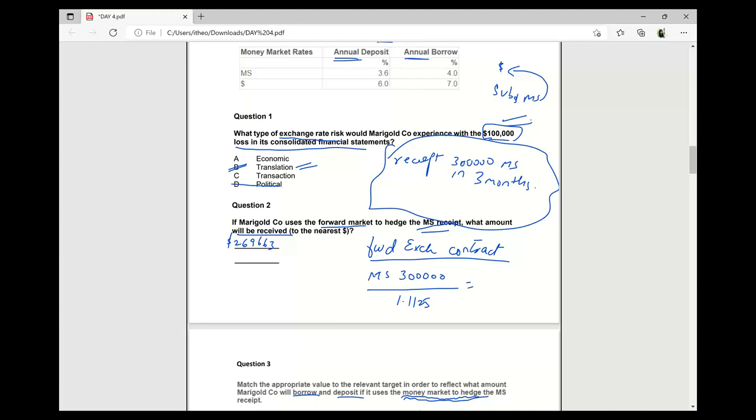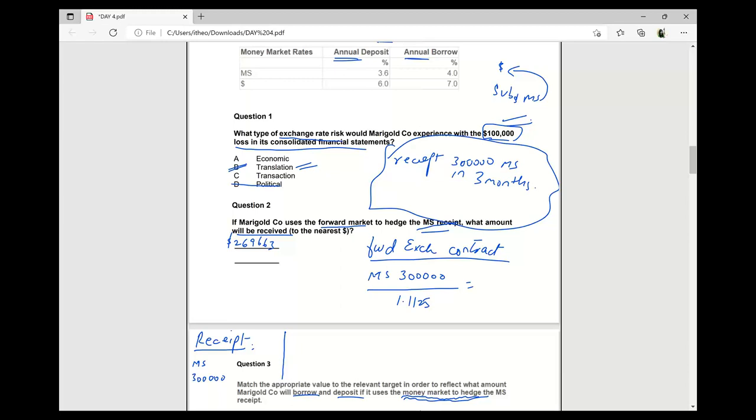Okay, now when you talk about money market hedging, always remember money market hedging has some systematic steps. It's a receipt case, right? We are receiving shillings 300,000. It's a receipt case or a payment case. It's a receipt case.